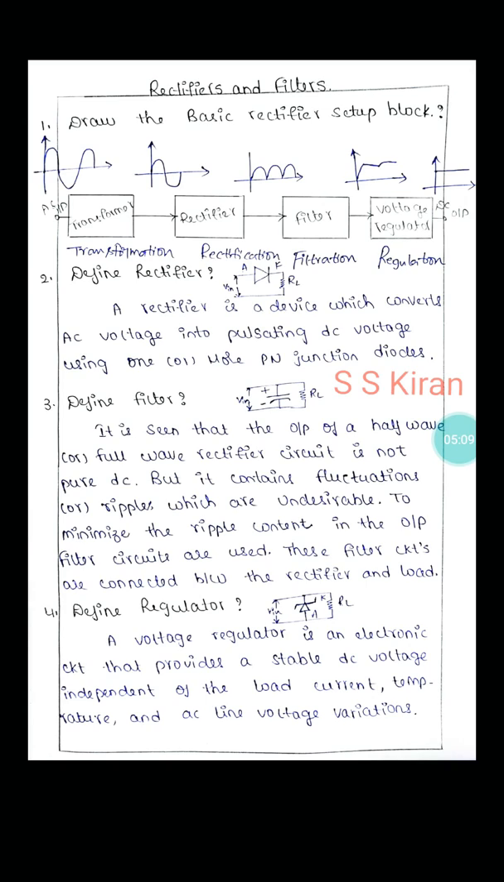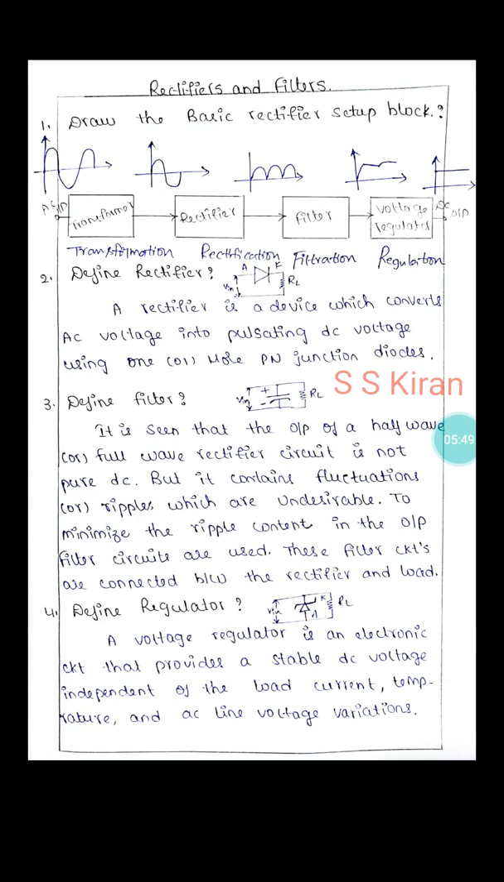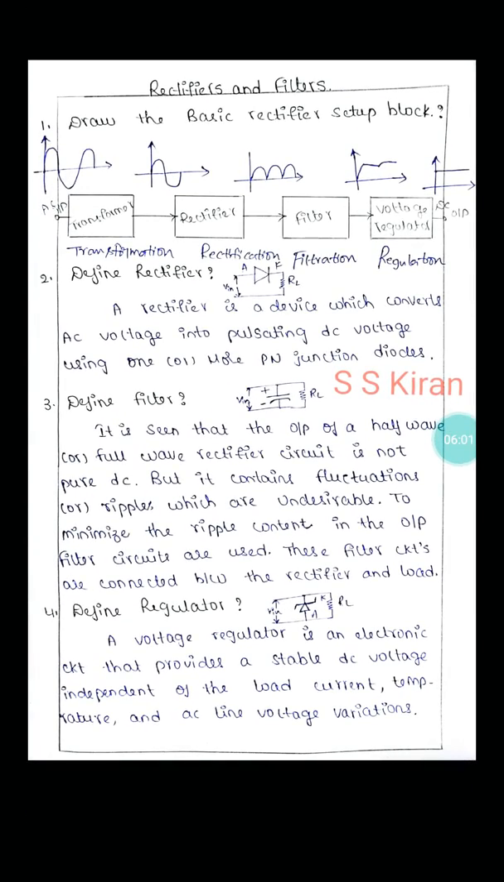It is seen that the output of a half wave, full wave or bridge circuit is not pure DC. The rectifier converts AC to pulsating DC. Now coming to the filter definition, the output of the rectifier circuit is not pure DC because it is pulsating DC. It contains fluctuations or ripples which are undesirable. To minimize these ripples content in the output, filter circuits are used.